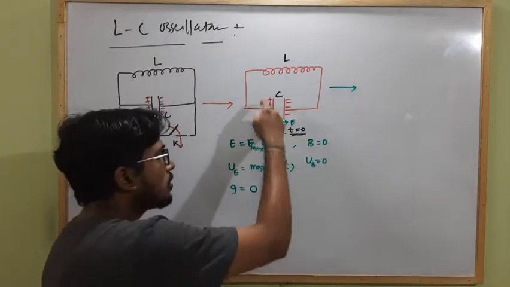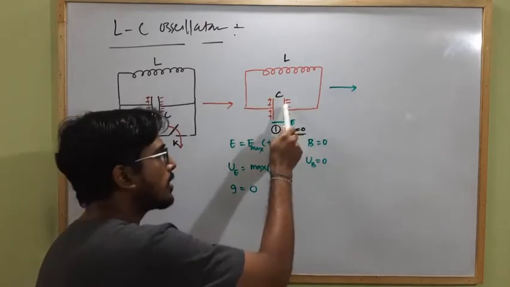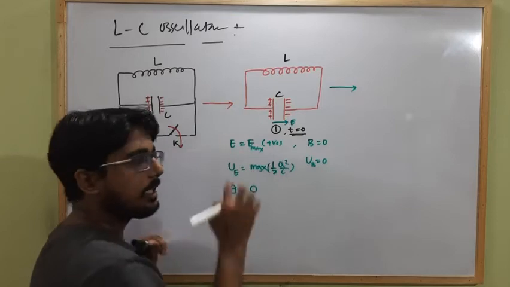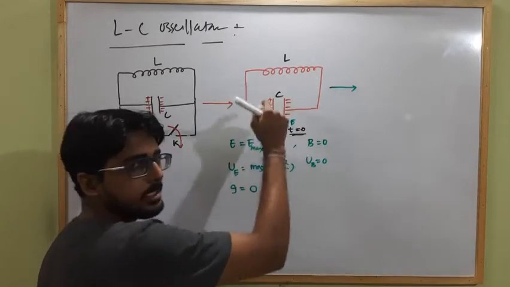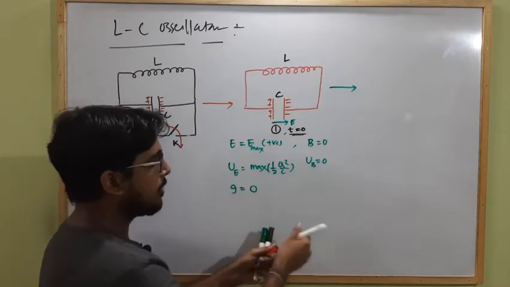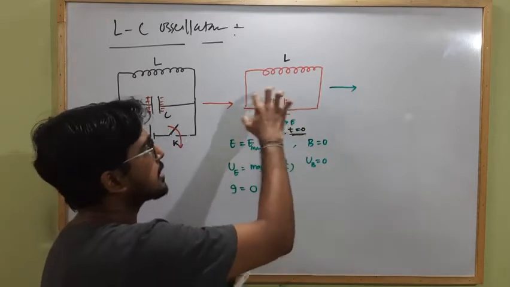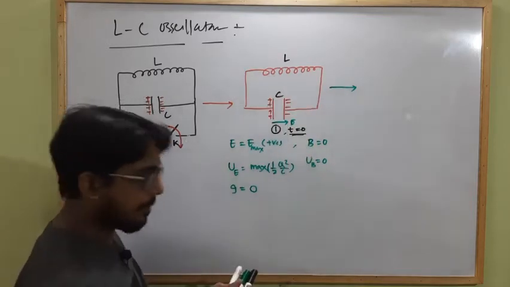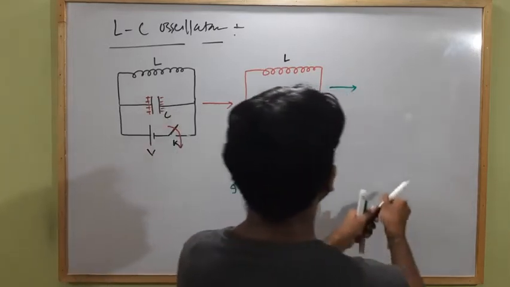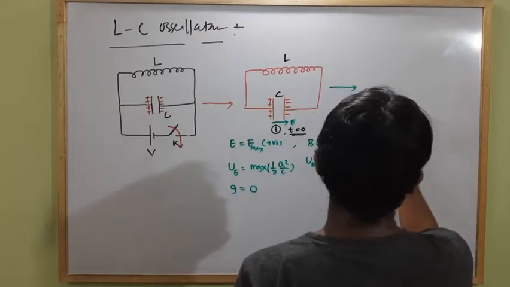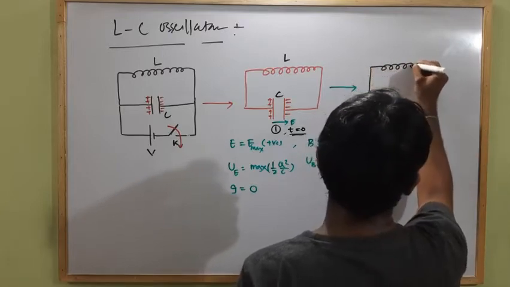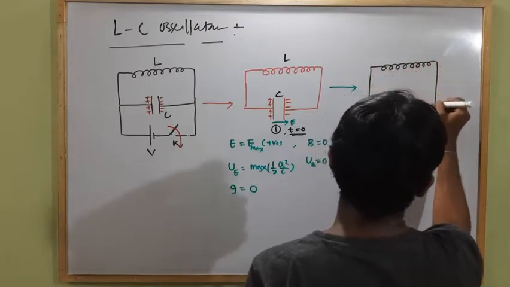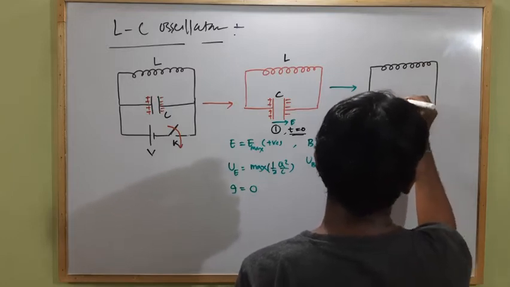Next, after some time, what will happen? As the capacitor is completely charged, gradually the capacitor starts discharging, and due to the discharge of the capacitor a current starts flowing through the circuit. Clear? And after some time the capacitor gets completely discharged and the current flowing through the circuit will be maximum. So what will be the next situation? In the next situation the current flowing through the circuit will be maximum and the capacitor gets completely discharged.